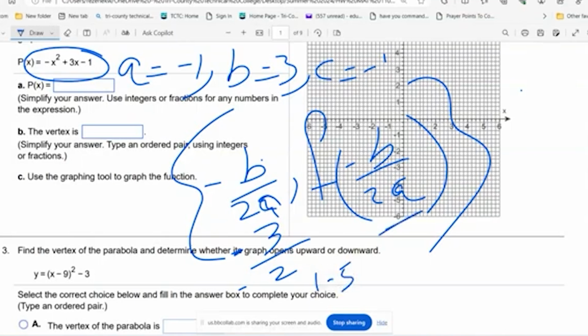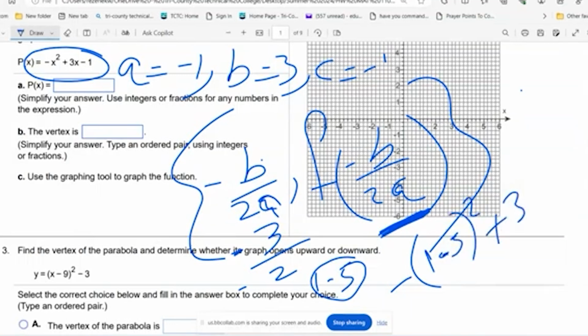And then what this is saying is substitute your x coordinate in the original function. Substitute this x coordinate in the original function. And so what you're going to do is, wherever I see x, I put 1.5: negative 1.5 squared plus 3 times 1.5 minus 1. When you simplify this, your answer is going to be 1.25.